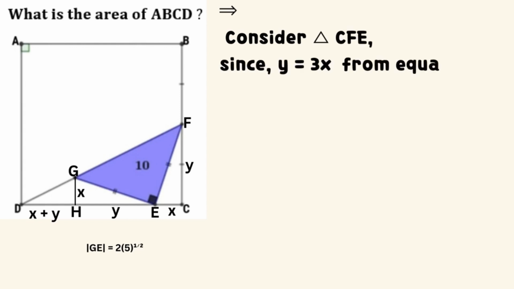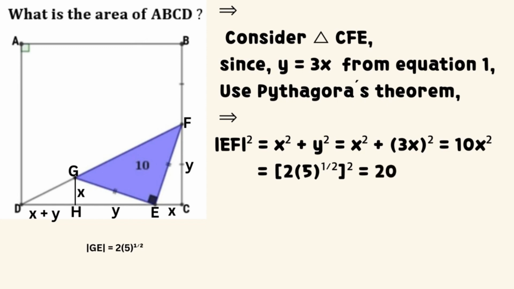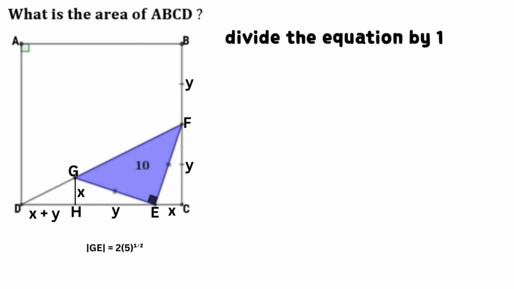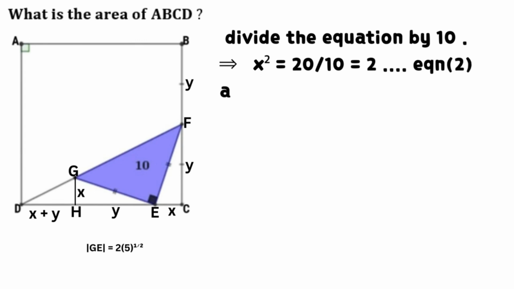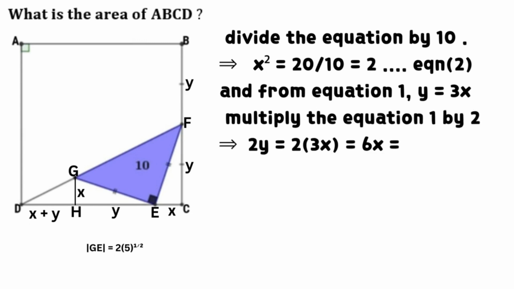Consider triangle CFE. Since y equals 3x from equation 1, use Pythagoras' theorem. This implies that the square of EF equals the sum of the square of x and the square of 3x, which equals 10 times the square of x. Substitute values and the result equals 20. Since GE equals EF for the 45 degree right triangle GEF, divide the equation by 10. Thus, the square of x equals 20 divided by 10, which equals 2. We call it equation 2.